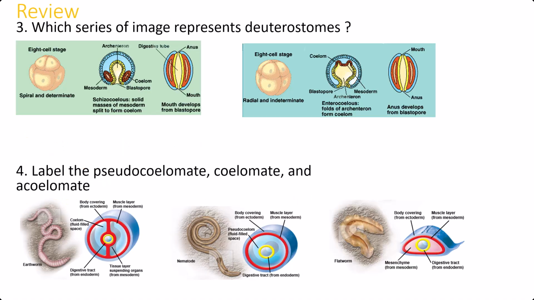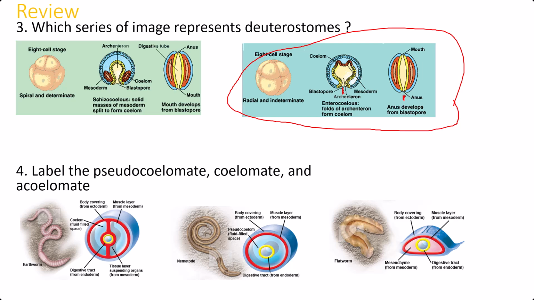So let's review. In this image, which series of images represents deuterostomes? So again, with deuterostomes, we are looking for that first embryonic opening, the blastopore developing into the anus. So this second picture, the blastopore develops into the anus, so that is deuterostomes.